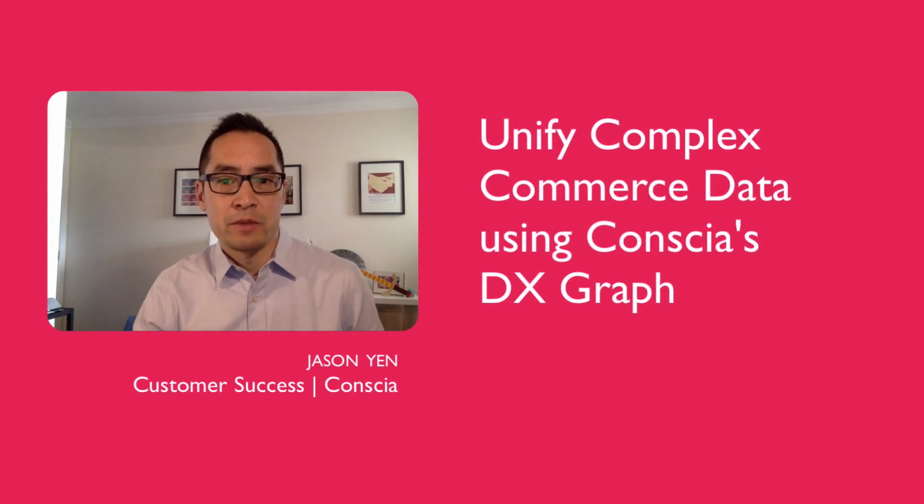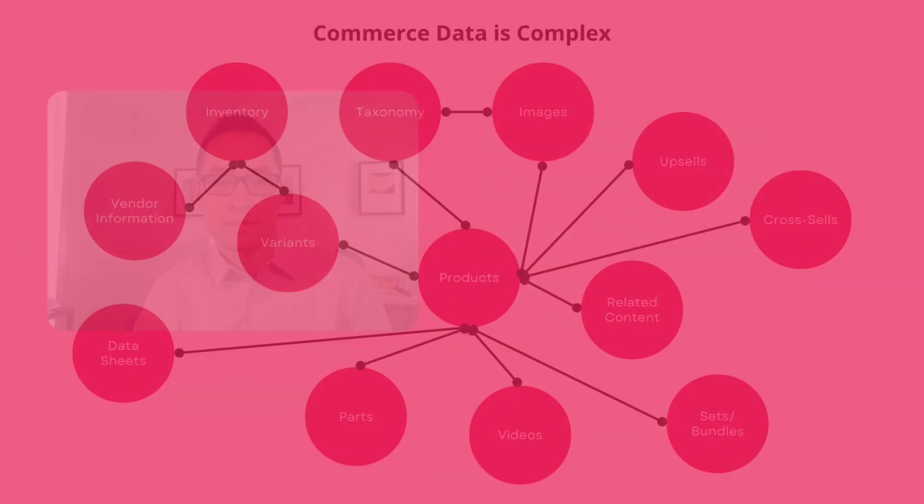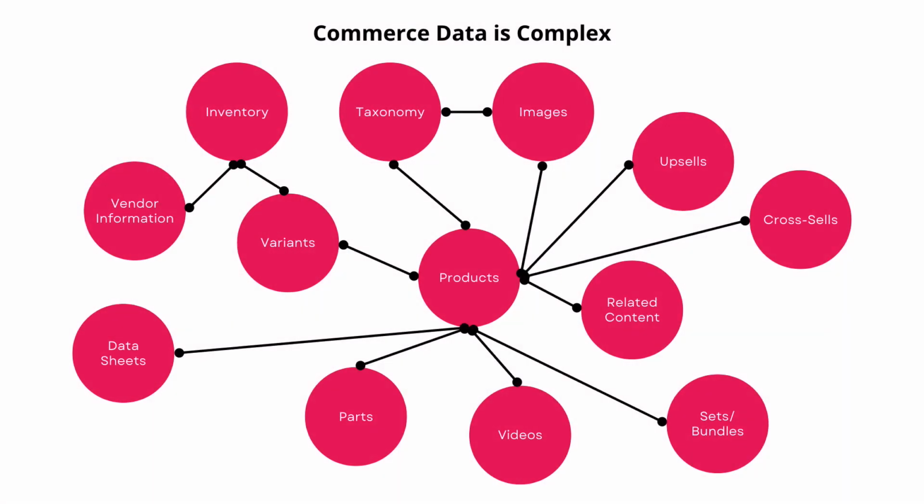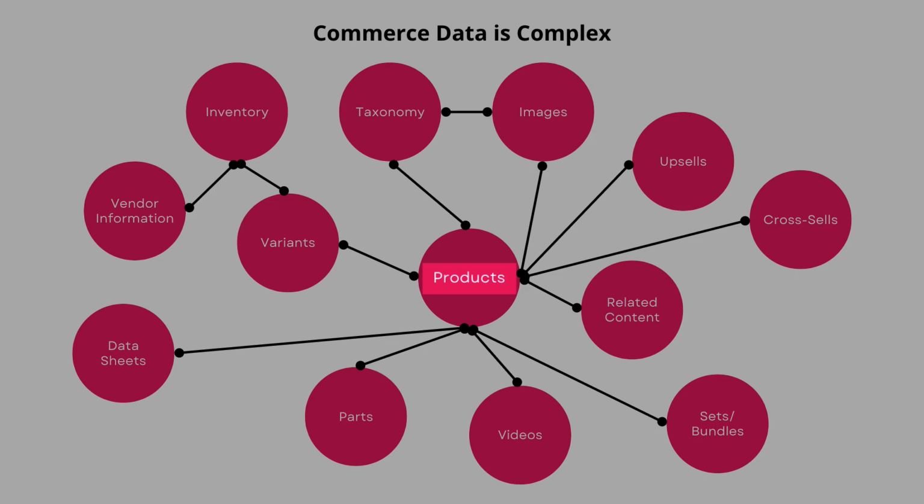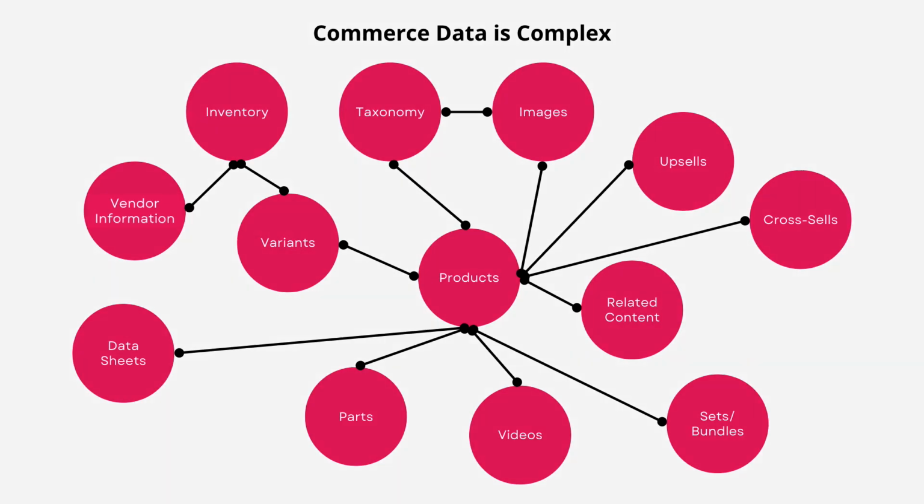I'm very happy to have the opportunity to showcase how organizations can leverage Conscia's DX Graph to unify complex commerce data instead of having to rely on traditional product information management systems. Commerce data can be a complex ecosystem, from product information in ERPs to related product content in CMSs, and even vendor and inventory information scattered in multiple homegrown and legacy platforms. It is difficult to provide a centralized view of all of your commerce data in one system that is accessible to all of your channels.